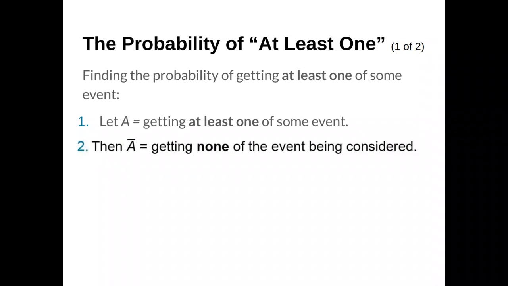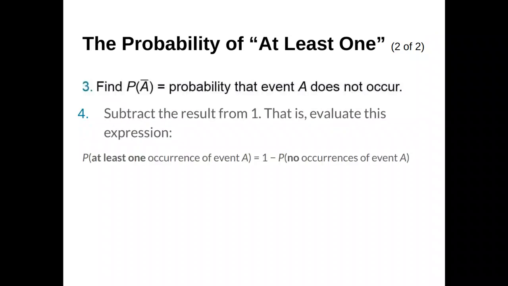And so this is just giving us that formal definition. If A is getting at least one event of some event, then A complement is getting none. So to find the probability of A complement, we are finding the probability that A doesn't occur. And once we have that, we can use those complement rules that the probability of A plus the probability of A complement is equal to 1, and all of those different rearrangements. In this case, what we're going to use is that the probability of A is equal to 1 minus the probability of A complement.